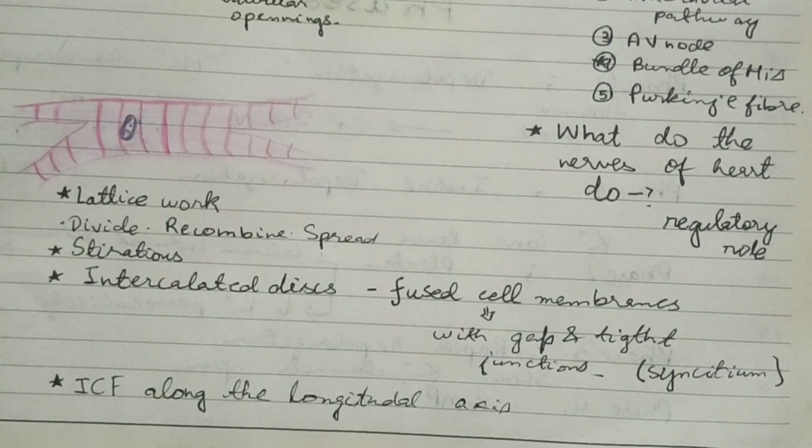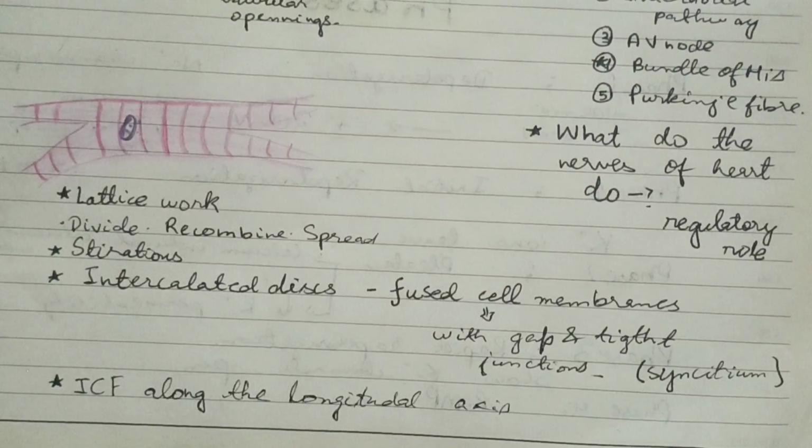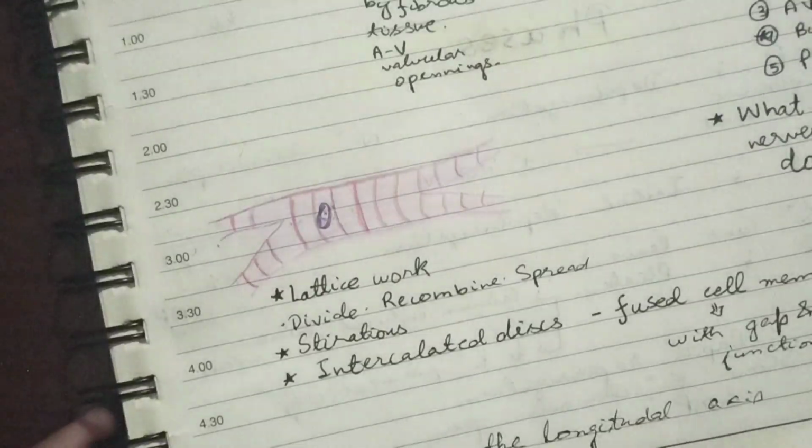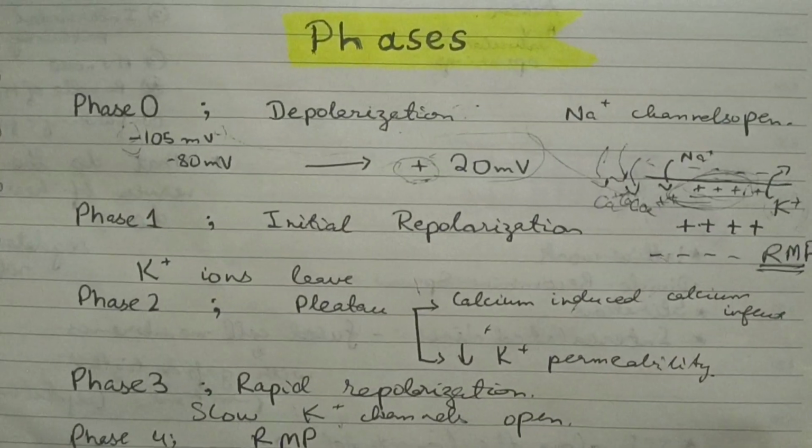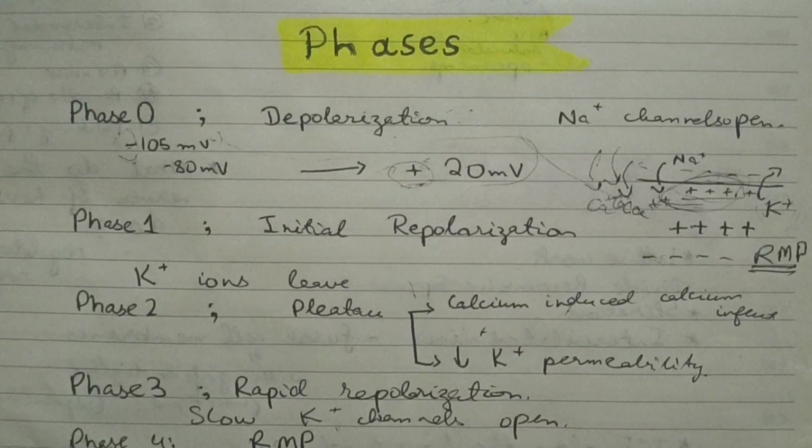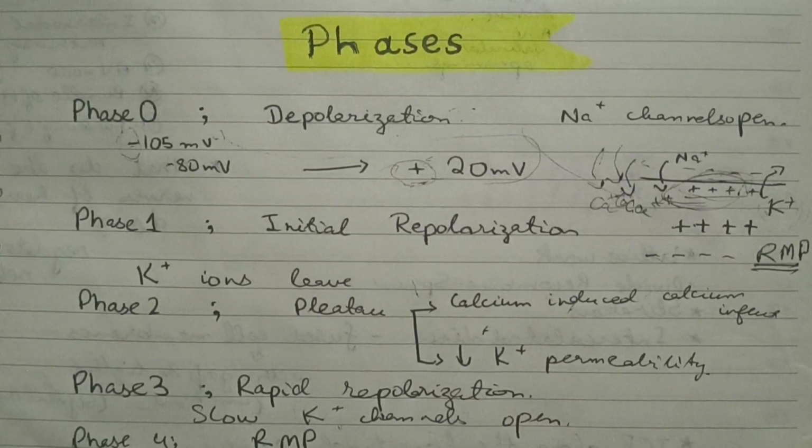Now, coming towards the phases through which cardiac muscles have to pass to achieve contraction, there are approximately 5 phases of contraction. First, we will be looking at the phases of contraction, and then we will be looking at the characteristics of the cardiac muscle fibers.